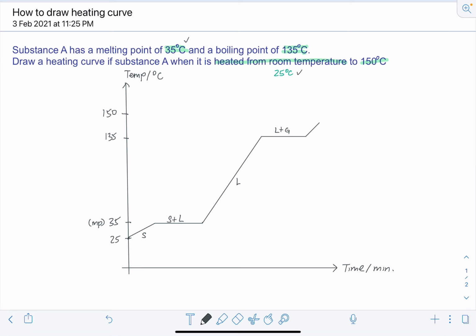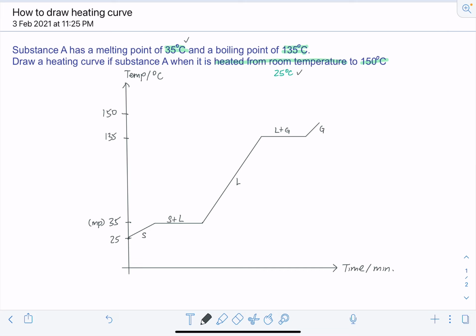Finally, when the substance has completed boiling, it has the state symbol G, because heating the substance any further past its boiling point is basically heating up the gas of the substance. With that said, I'm done, and this is how you draw a heating curve.